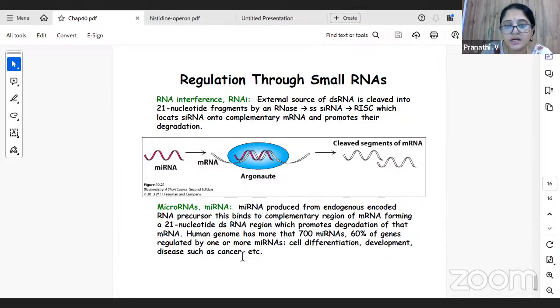MicroRNAs are again encoded through an RNA precursor. You have complementary mRNA being formed, and around 60% of the genes are regulated by microRNAs, which can cause cancer and other diseases as well. So this is all about protein synthesis.